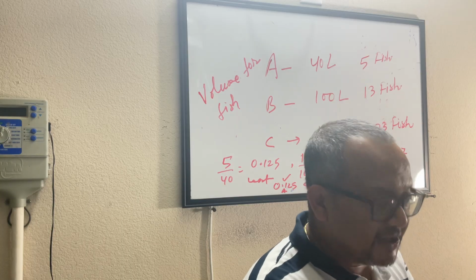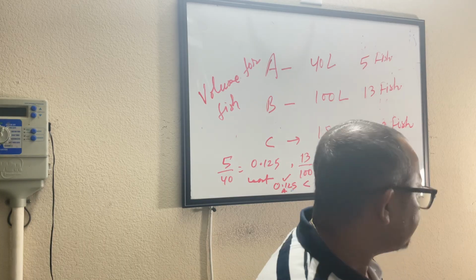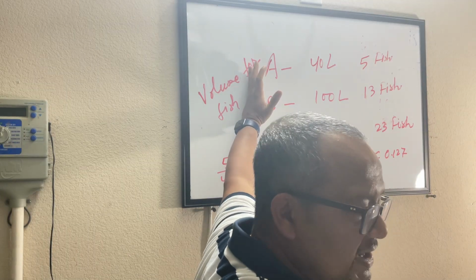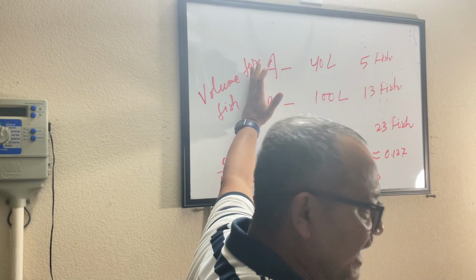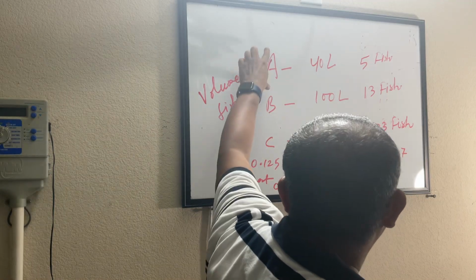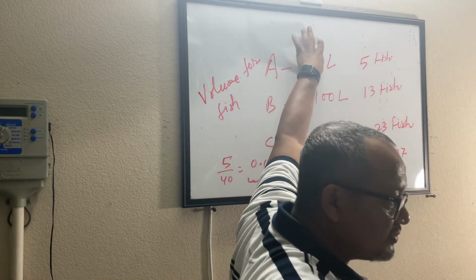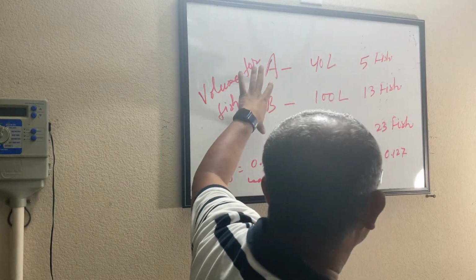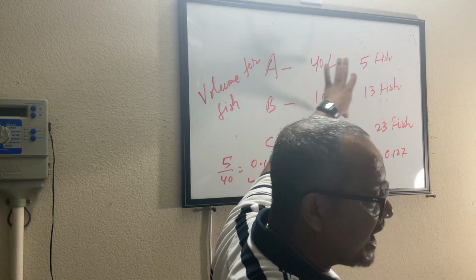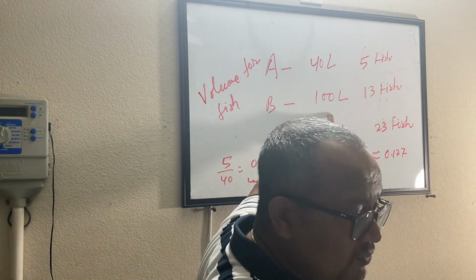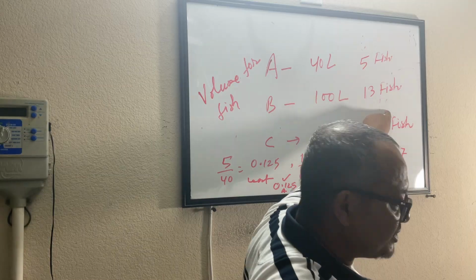So let me repeat the question one more time in a simpler way. Somebody named Madeleine had 3 tanks: tank A, tank B and tank C. Tank A can hold 40 liters of water and 5 fish. Tank B can hold 100 liters of water and 13 fish. Tank C could hold 180 liters of water and 23 fish.